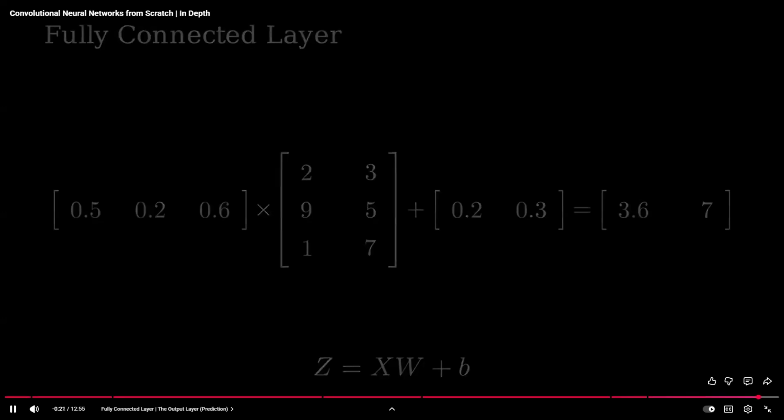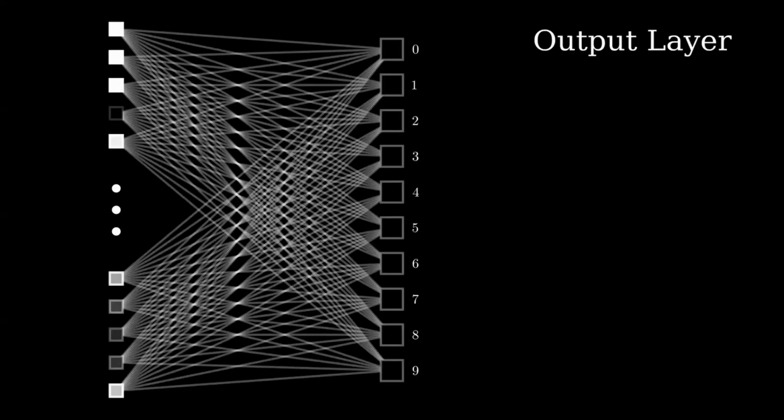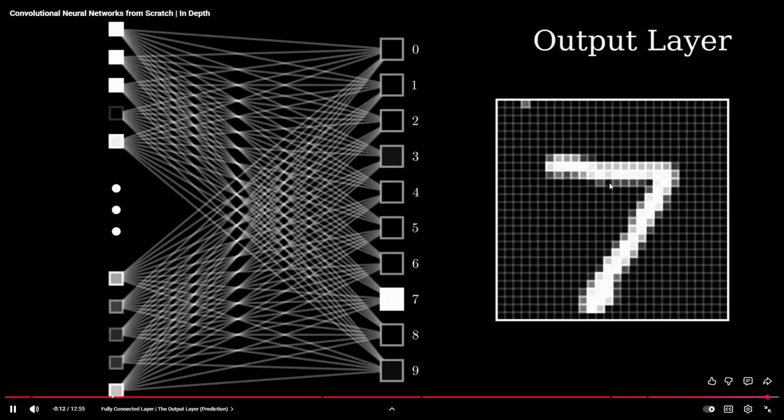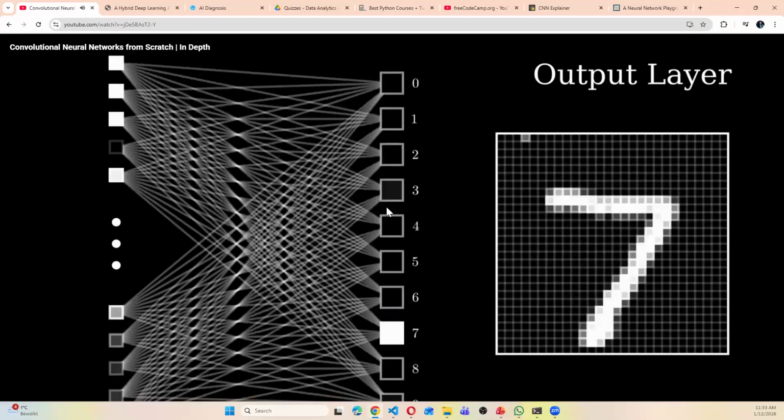Let's get back. If we scale everything we just saw up and run the input nodes through the final fully connected layer, we'll see that the model predicts that the inputted image in the beginning is 7. Exactly what I thought as well.